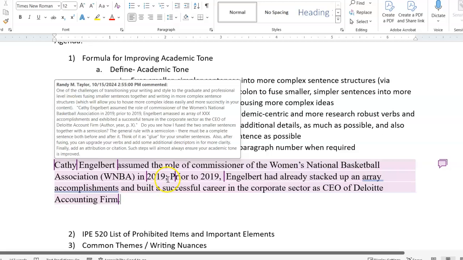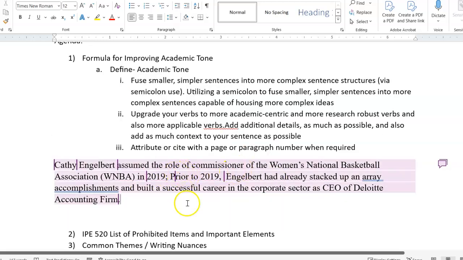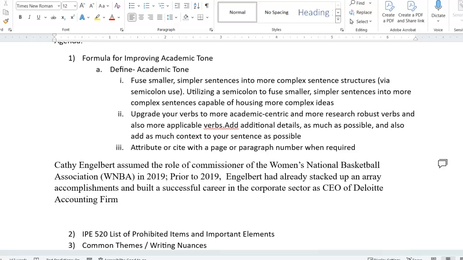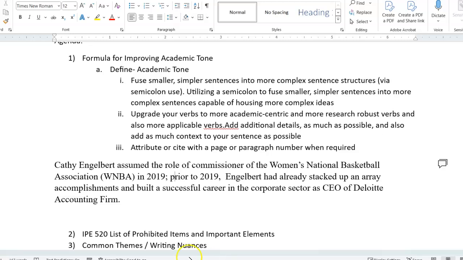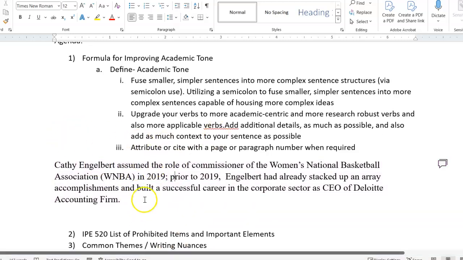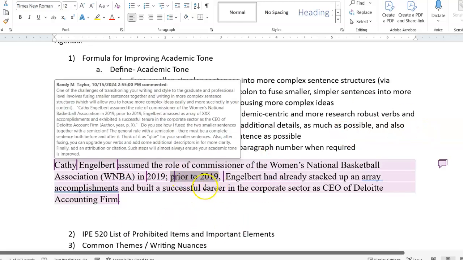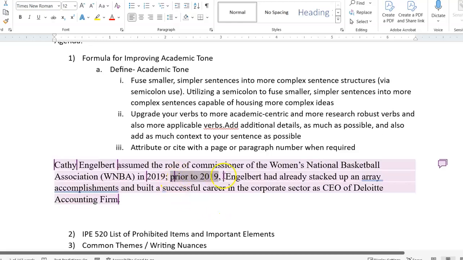So after the semicolon, we want to make this grammatically correct, right? So we're going to lowercase the P here because we're in the same sentence, right? No need to capitalize. This phrase here is what's referred to as an introductory phrase. So any dependent clause, not a complete thought, that you are including at the onset of a sentence, you always want to set it off with a comma. So "prior to 2019," comma, "Engelbert had already stacked up."